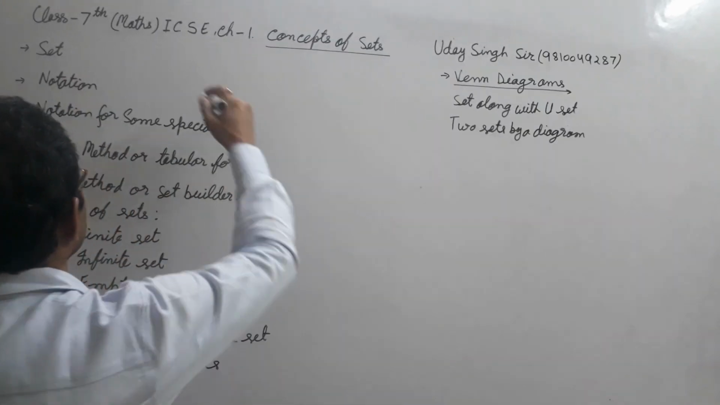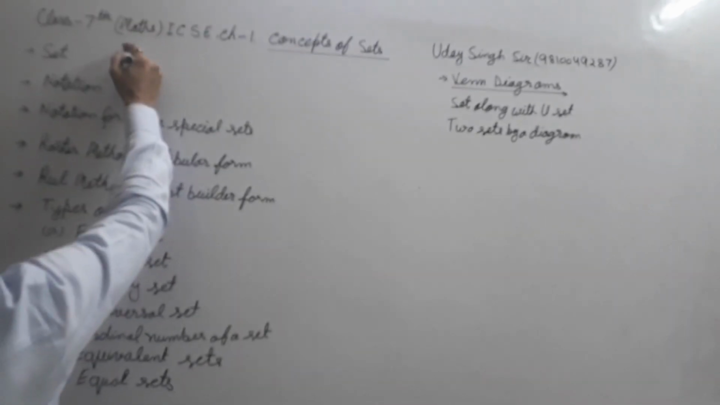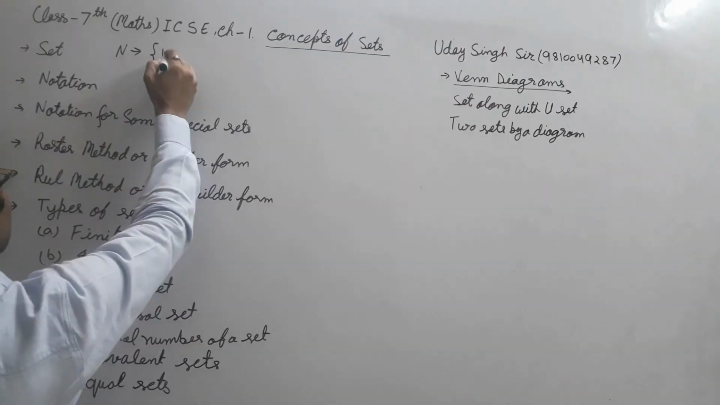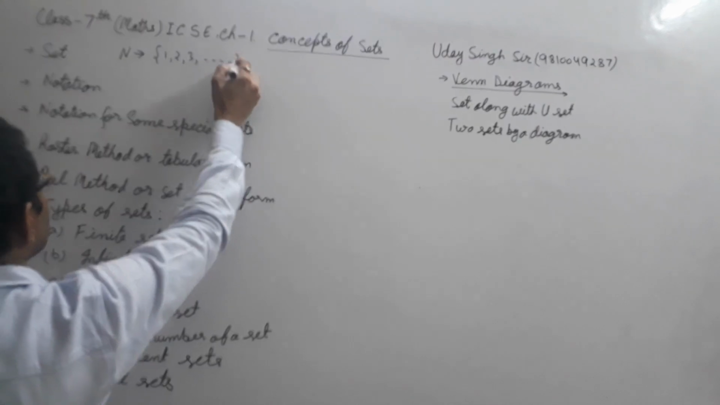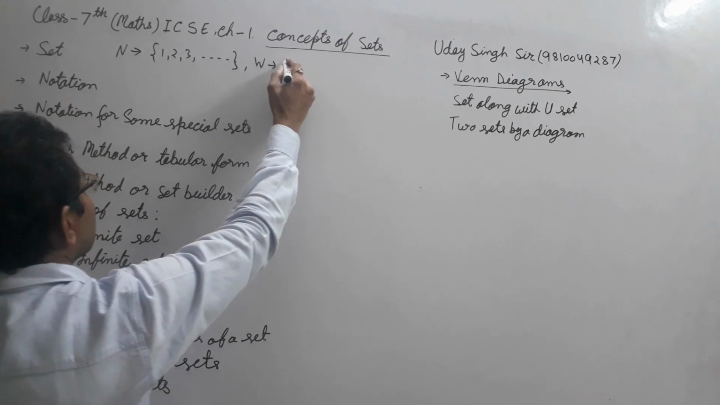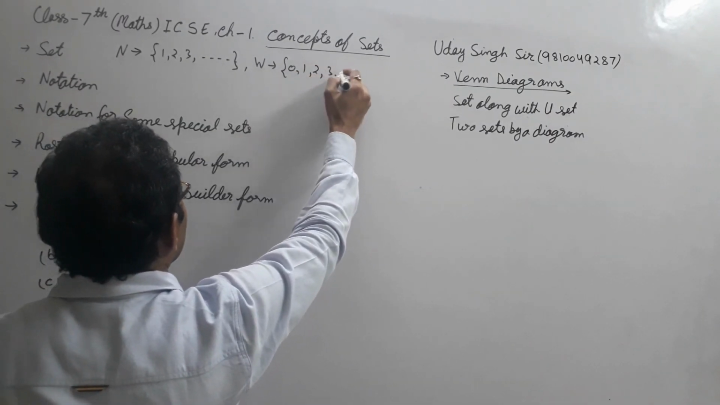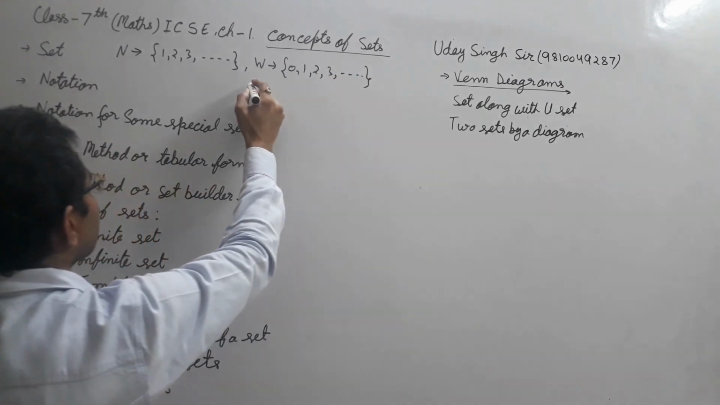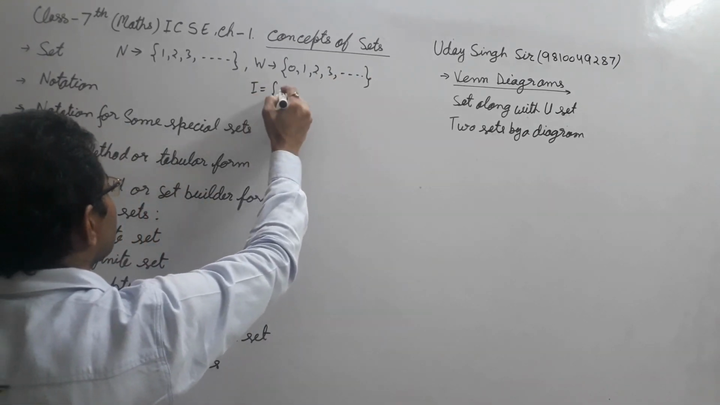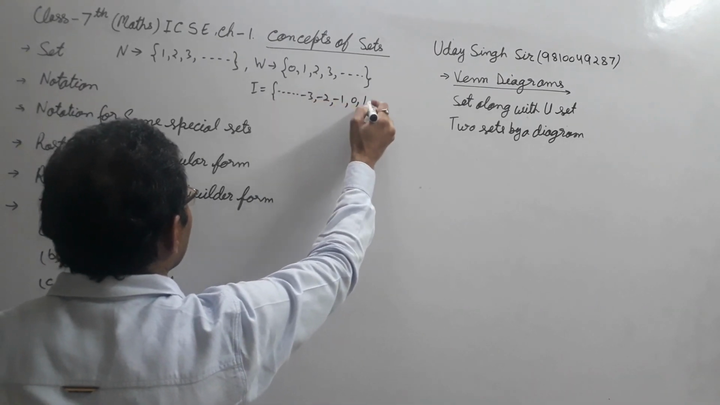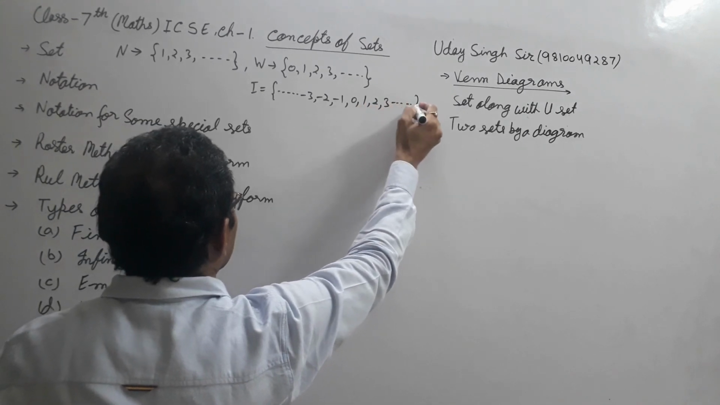As you write the set, a natural number is represented as N, and you can write 1, 2, 3 and so on. The second, whole numbers, you can represent as 0, 1, 2, 3 and so on. And integers you can write as -3, -2, -1, 0, 1, 2, 3 and so on. These are called integers.